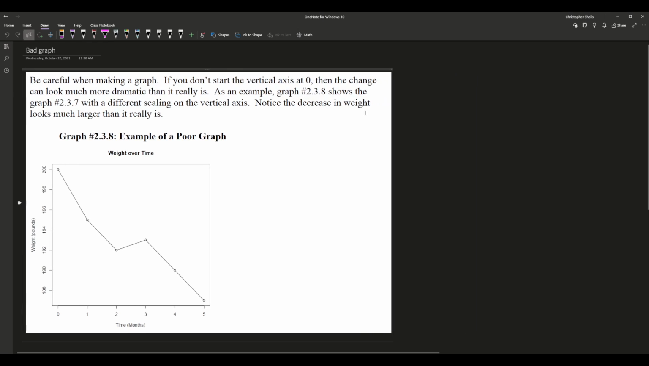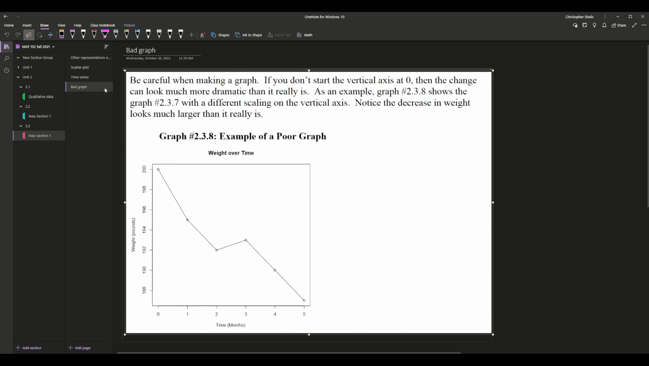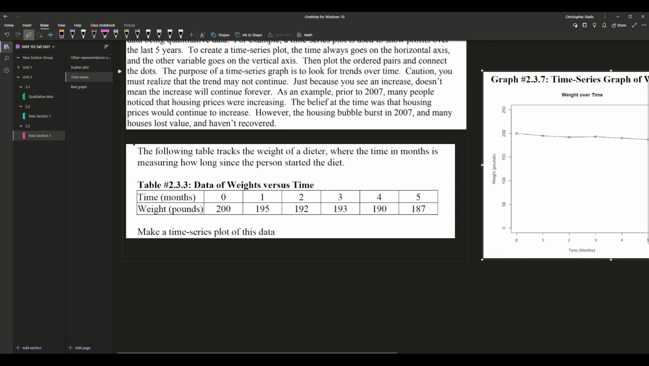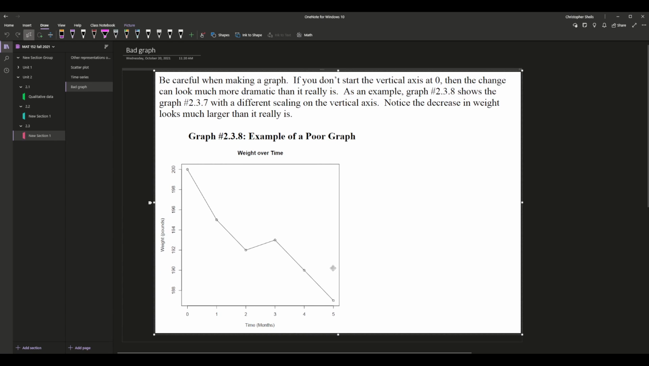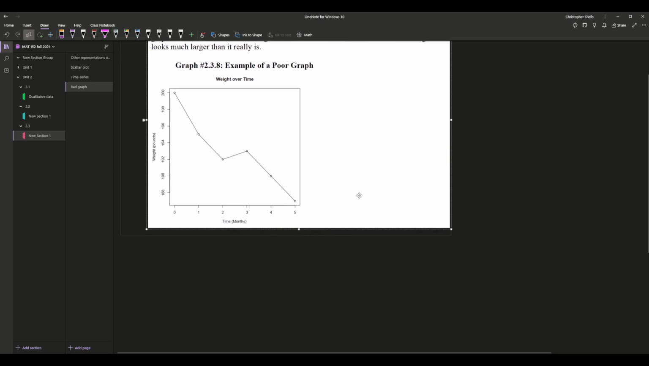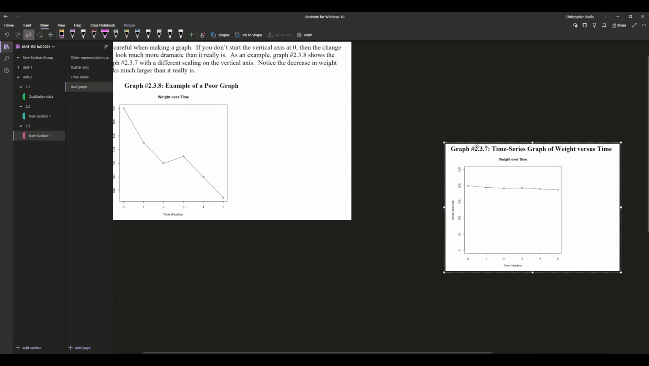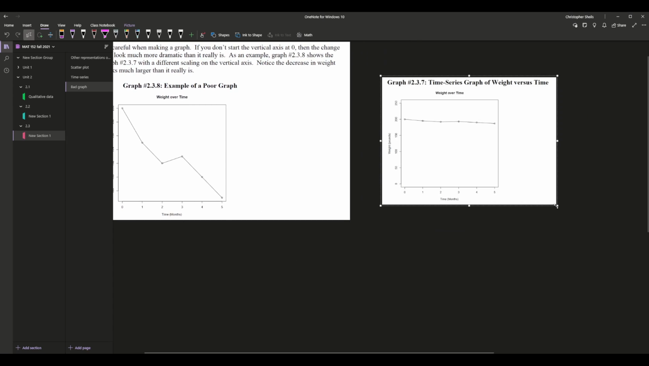If your vertical axis doesn't start at 0, though, then the change can look a lot more dramatic than it actually is. As an example, the graph that we just looked at, this graph, is the last graph that we looked at with a different scaling on the vertical axis.